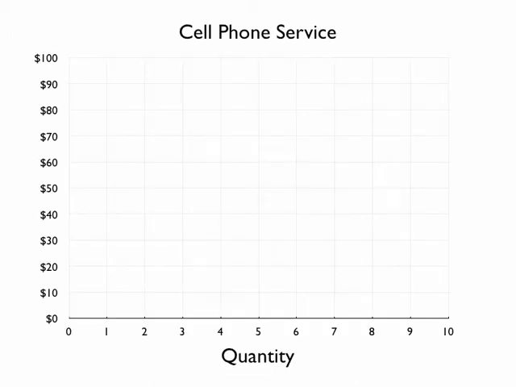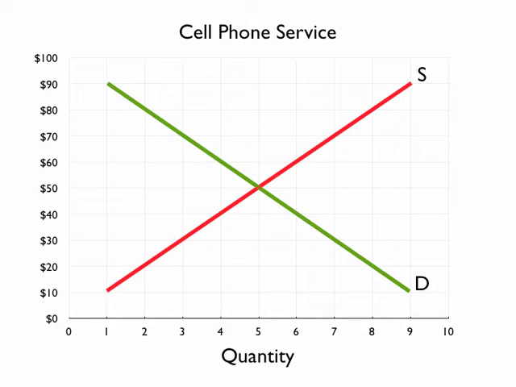Let's analyze this with an example, maybe here in Rexburg with a cell phone service, monthly cell phone service. There's our demand and supply curves. Given these two curves, our current market equilibrium would be at $50, where both the quantity supplied and the quantity demanded equal 5 units.